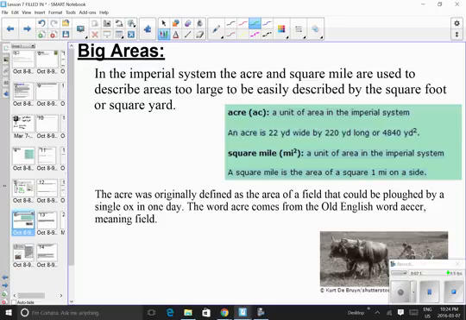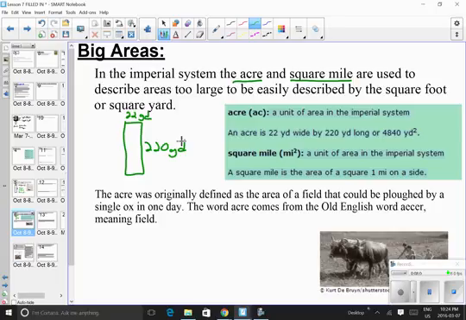Alright, so what if we're talking about big areas? And when I say big areas, I'm talking football fields, I'm talking about land, I'm talking about the area covered by a lake, I'm talking about really big areas. So in the imperial system, 2 units can be used, the acre and the square mile. So an acre is kind of a weird unit. An acre is 22 yards wide by 220 yards long. So an acre is actually a rectangle that is 22 yards by 220 yards.